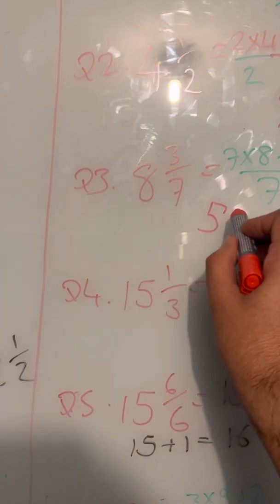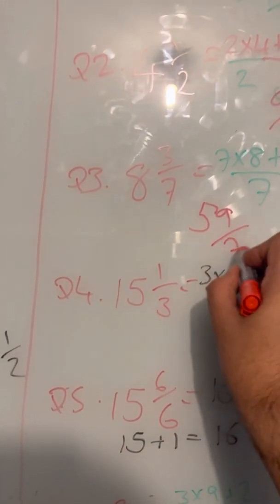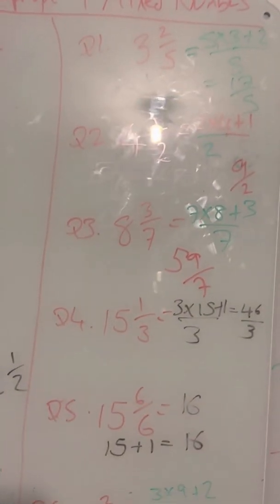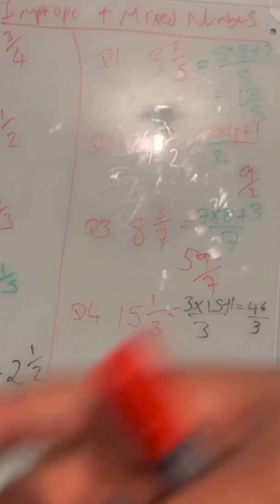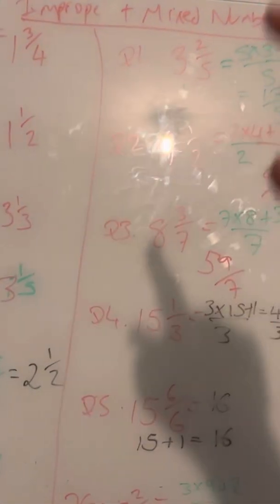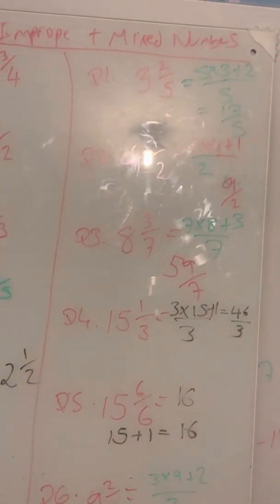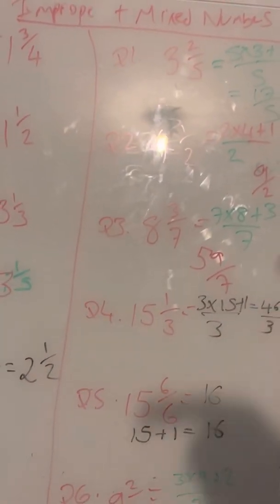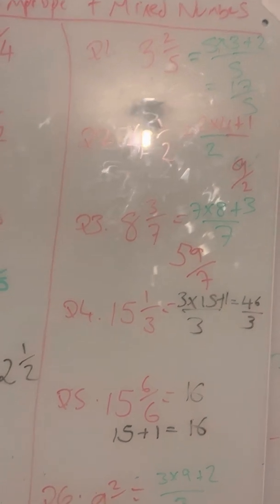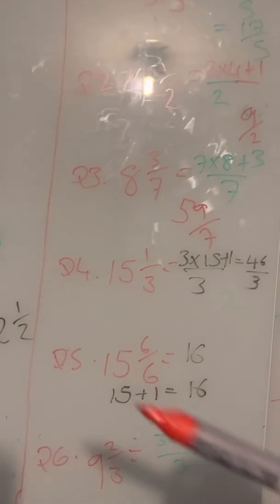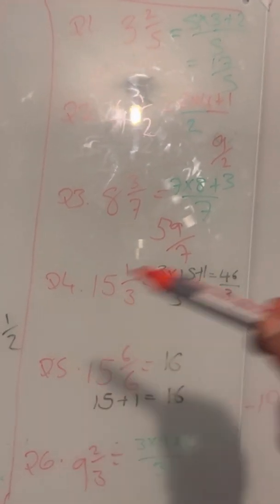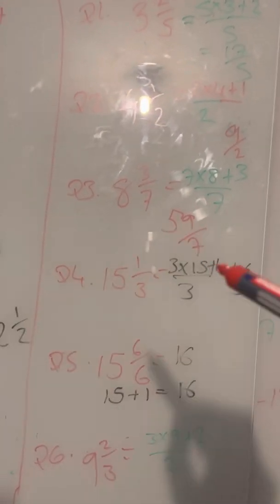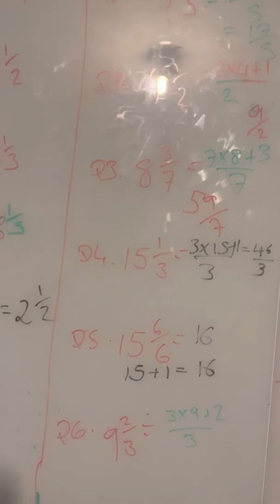So it's 59/7. Just to be clear, guys, I multiply the denominator by the whole number, and then once I've got an answer, I add the value of my numerator, and that works out the numerator of my improper fraction, my top-heavy fraction. This is question number 4, 15 and 1/3. Well, 3 times 15 is 45, plus the 1 is 46, so it's 46/3.